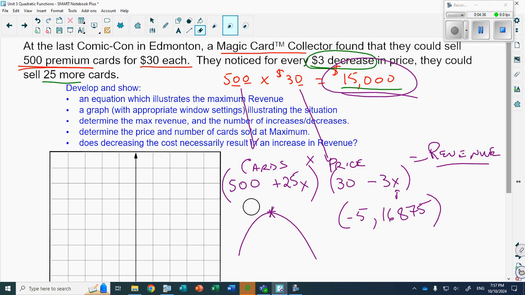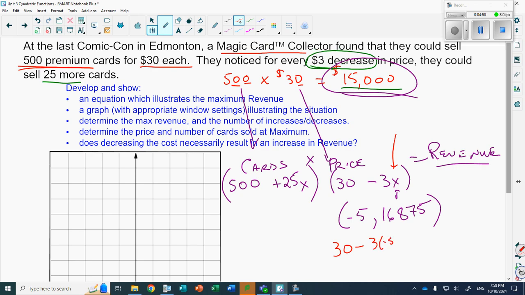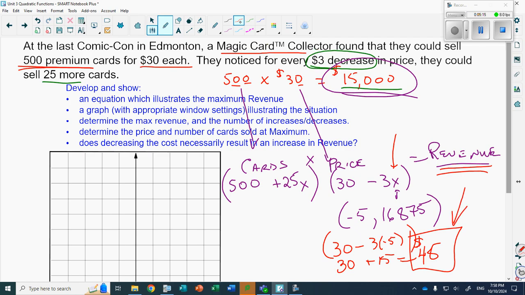So I'm going to erase this part here, and I'm going to take this negative 5 and pop it into the price. Oh, that should be interesting. 30 minus 3 times negative 5. What does that mean? That's 30 plus 15. You should actually be charging more. If you want to make money, he should actually be charging more, not less. See that? He's actually selling more cards at a cheaper price, but if you really want to make more money, you better increase that price by $15 to $45.